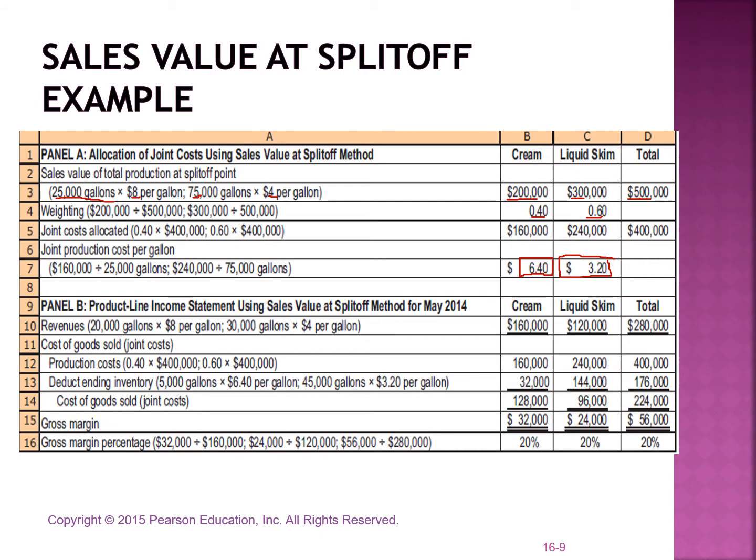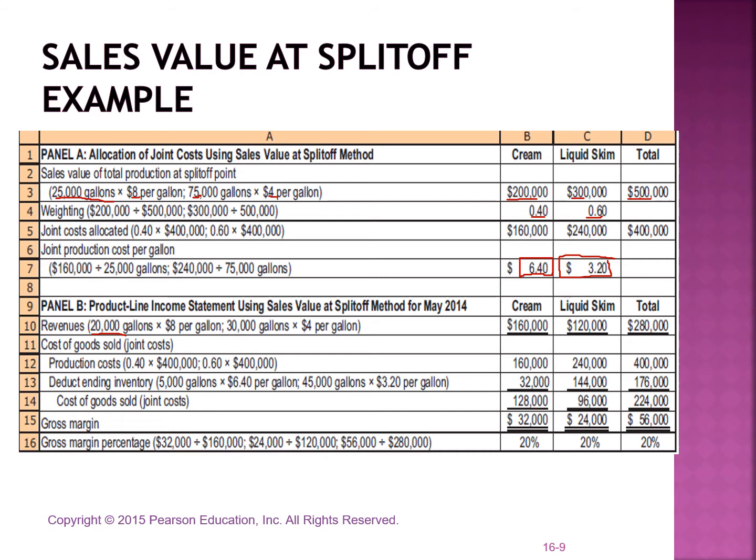Although you said here it is 25,000 by 8, which is 200, we said that in the allocation process we are using the whole production. But while we are preparing the income statement, we have to use only the part that has been sold, and we only sold 20,000 gallons. The selling price is 8, so actually the cream revenue is 160,000.